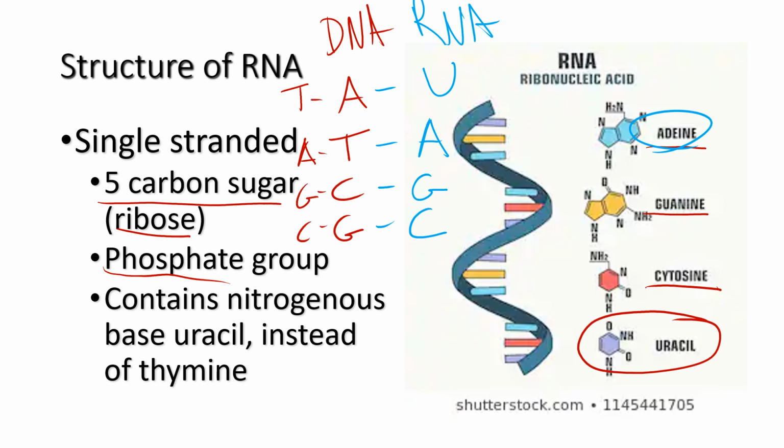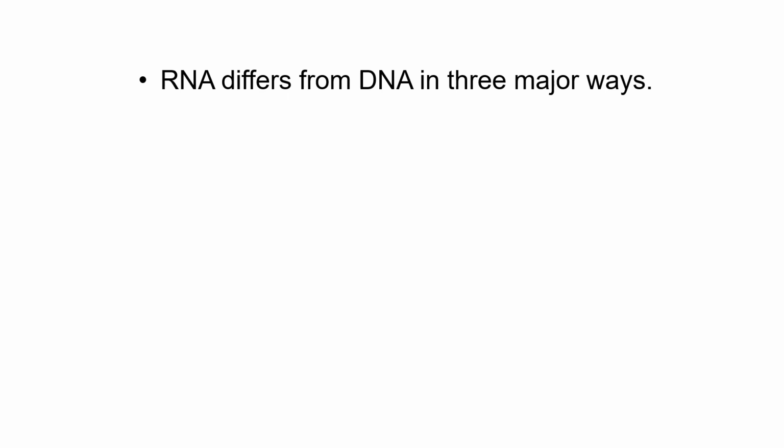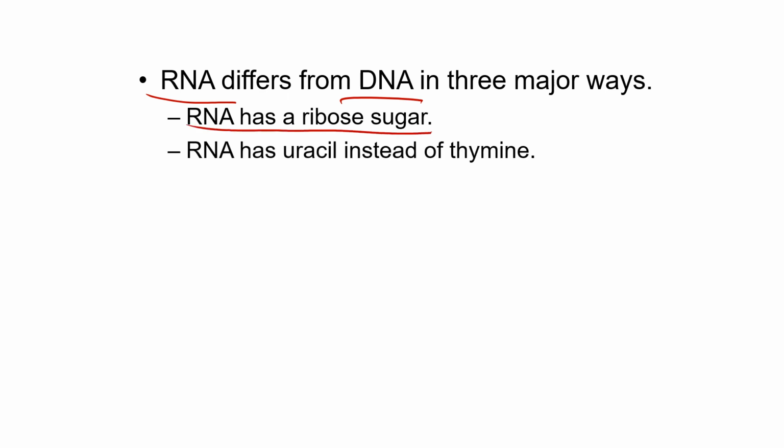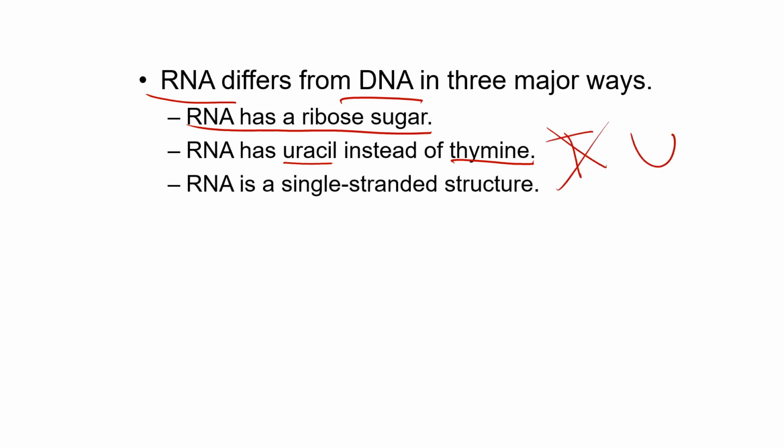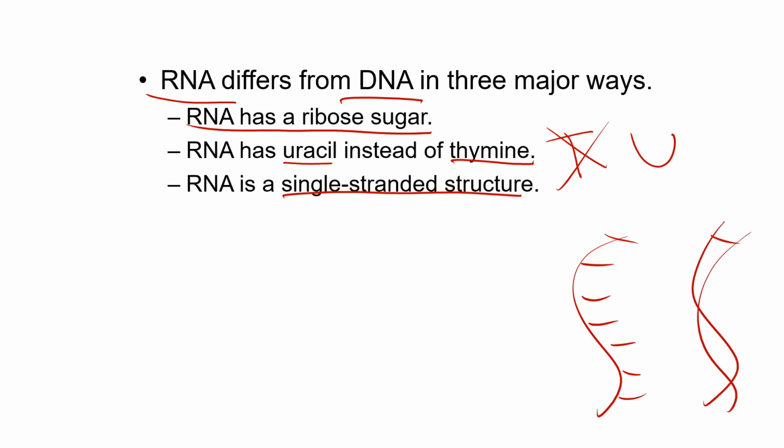So we will have lots of practice with this. You will get very sick of translating and transcribing this information. So again, there's 3 major differences between RNA and DNA. The first one is RNA has a ribose sugar. Second, it has uracil instead of thymine. So it does not have a T, instead it has a U. And it is a single-stranded structure. It has one strand and not two strands like DNA.